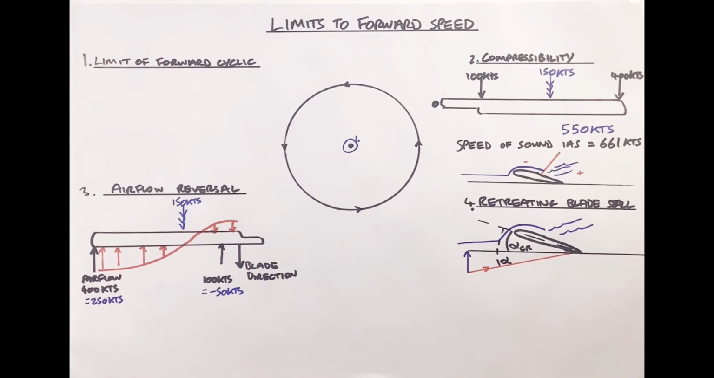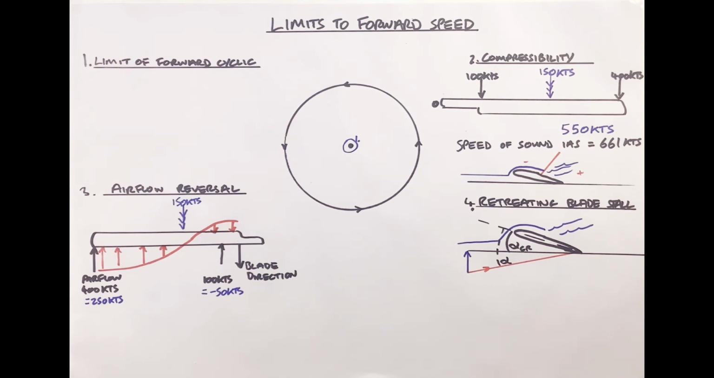So the problem, as you can see now, once you go through airflow reversal out the other side into retreating blade stall, is you get a gradually exacerbating effect. And any kind of corrective action in terms of right cyclic is actually only going to make the problem worse, because you're going to continue to stall the blade more. So where are all these going to take effect? So again, you need to break them down one by one.